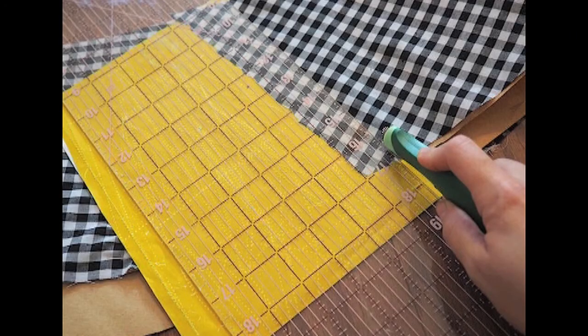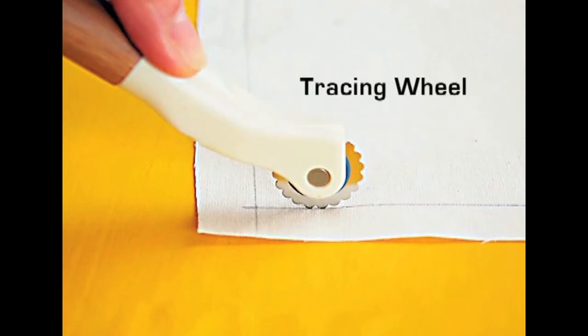The tracing board is required to mark patterns with a tracing wheel. Coming to the tracing wheel, it is a 6-inch long device with a wooden or plastic handle at one edge and a small 1 cm movable wheel at the other. The wheel is designed with finely shaped points.